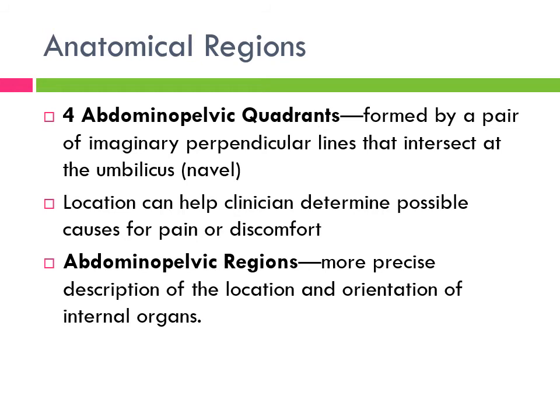We have different ways of describing the abdomen as well. So we have 4 abdominal pelvic quadrants, which are formed by 2 lines that are perpendicular to each other and intersect at the umbilicus, or the belly button. And the abdominal pelvic regions is more precise. We make the regions up by 2 vertical lines and 2 horizontal lines. So let's look at some examples of these.